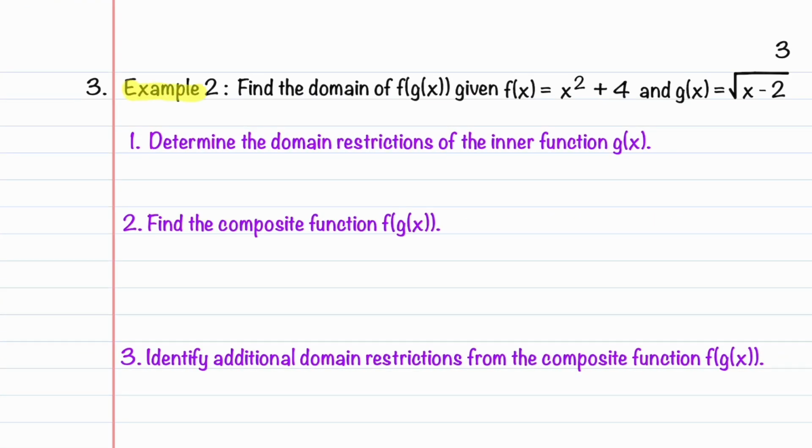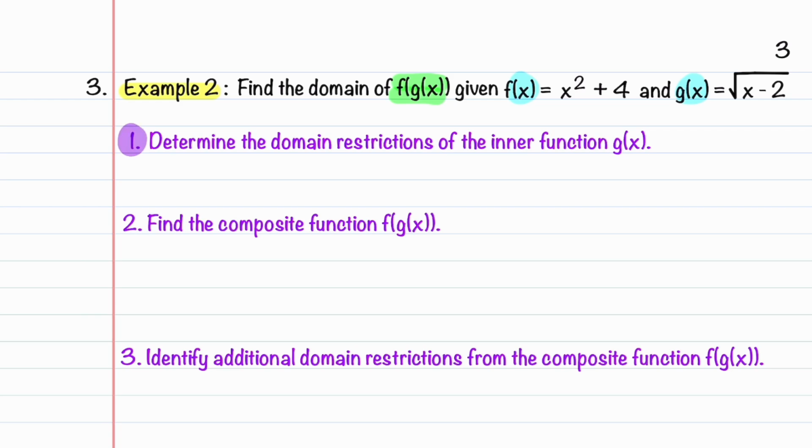Let's now look at our second example. It's very similar to our first example, but we have different functions. We are going to compute the domain of our composite function f of g of x, but now our f of x is x squared plus 4. It's a polynomial, and our g of x is a function that involves a square root. Let's go ahead and walk through our steps.